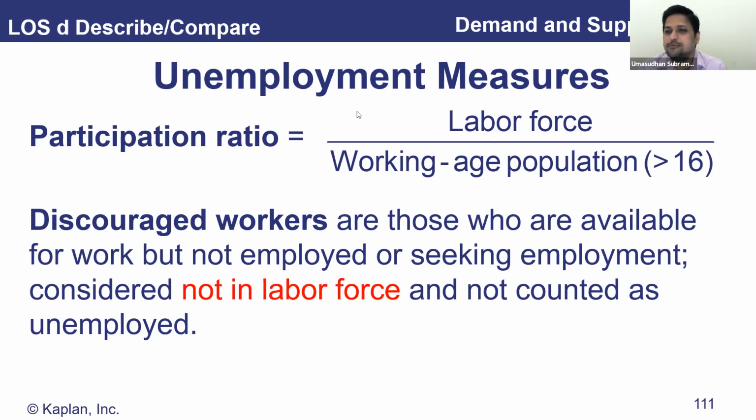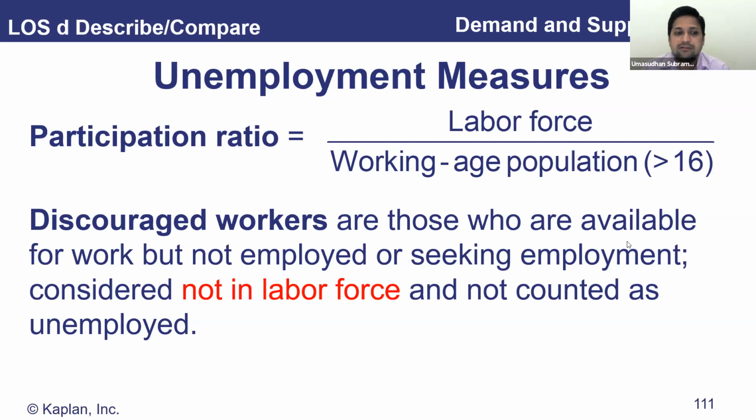It tells you how many people are not willing to work within your working age population. Let's say your participation ratio is 90%, which means out of your age group, 16 to 65 or whatever, 90% of people are either working or looking for jobs. Hope you get that point. Either employed or unemployed. That's what the participation ratio is.